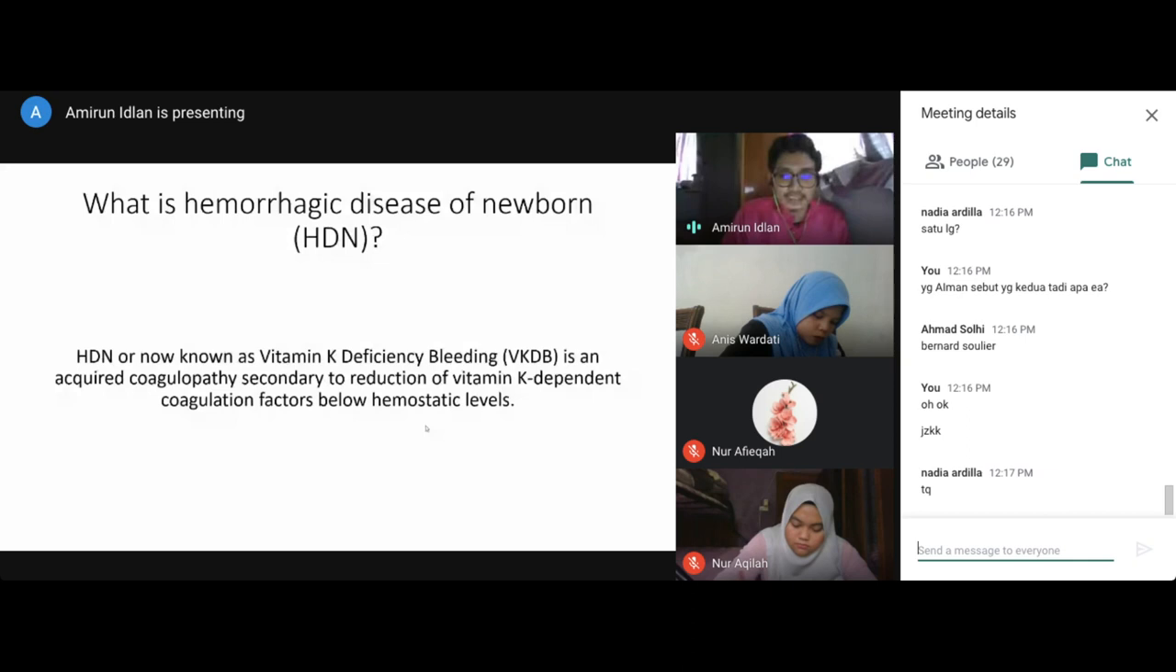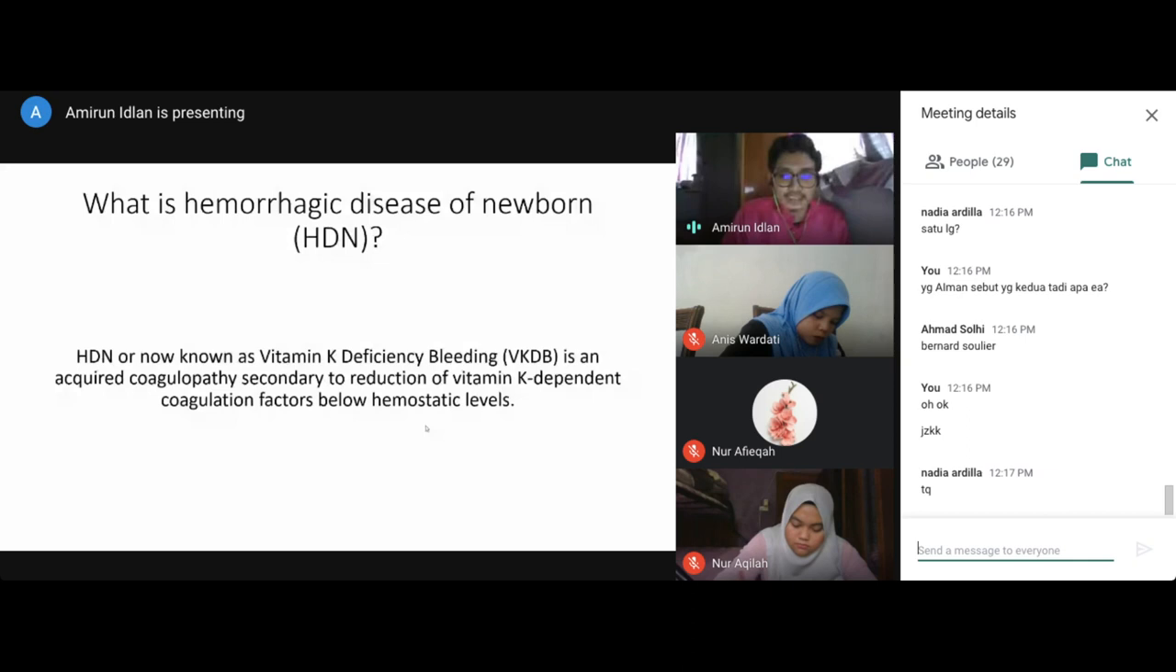Before we proceed, we must know the types of vitamin K. We have three types of vitamin K. First is K1, known as phylloquinone. It comes from vegetable products, vegetable oil, and also dairy products. While K2 is menaquinone, it's synthesized by our gut flora. And also K3, menadione, which is synthetic.